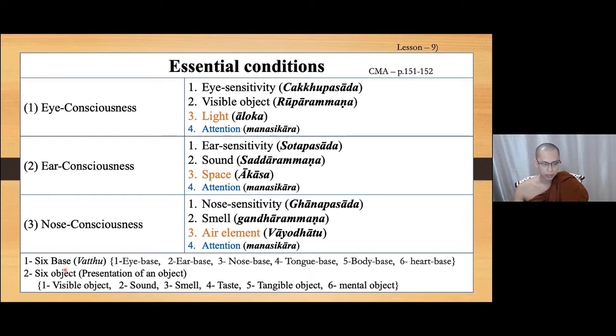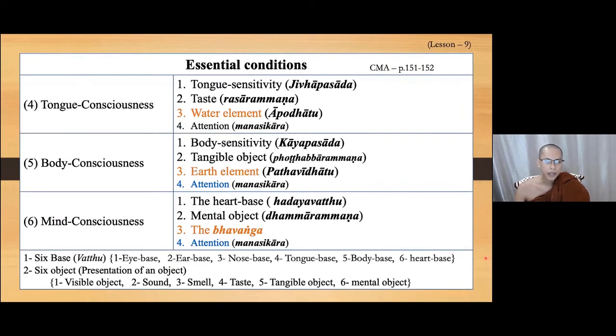This space and this object we already studied in chapter 3. We don't need to repeat it. Then the fourth one, sensitivity and taste. The object is taste, and by the support of the water element, tongue consciousness arises. Then body sensitivity is struck by the tangible object, by the support of the earth element. So the earth element is very important, the essential condition to give rise to the body consciousness. And for the mind consciousness, the heart base.